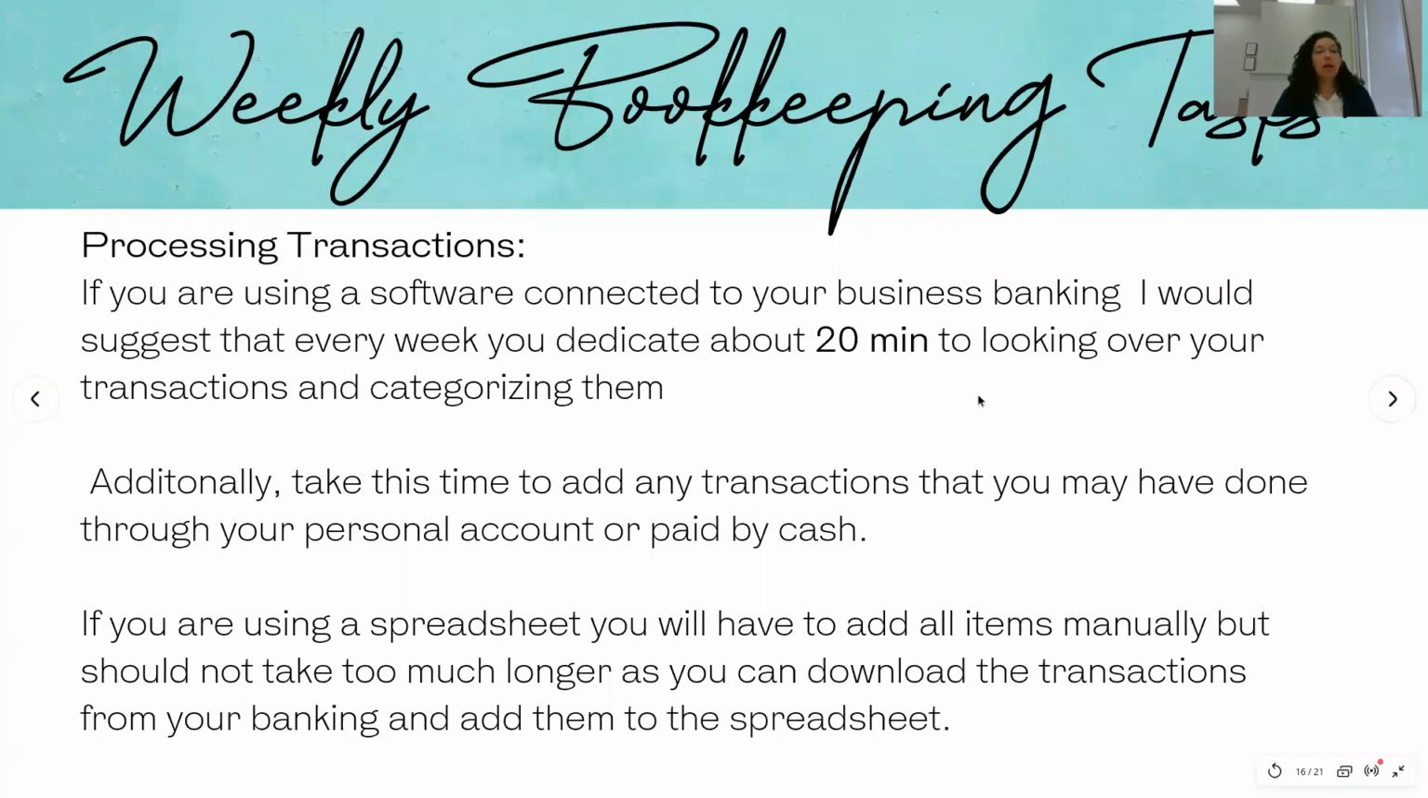Okay, so I'm just going to go over the different tasks that you should be doing for bookkeeping. Basically, if you have your accounting software set up or you have your spreadsheet, whichever you're using, it should only take you about 20 minutes a week, maybe not even, depending on how many transactions you have. And if you just keep on top of it, it won't become overwhelming. And at the end of the year, you won't be saying, oh my goodness, I need 3 days to get all my stuff together for the tax man, you know?